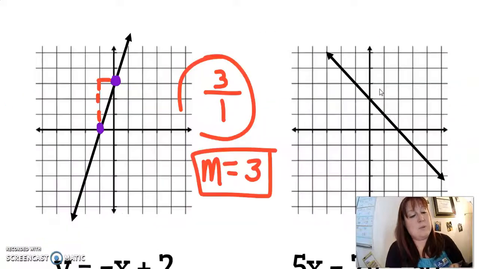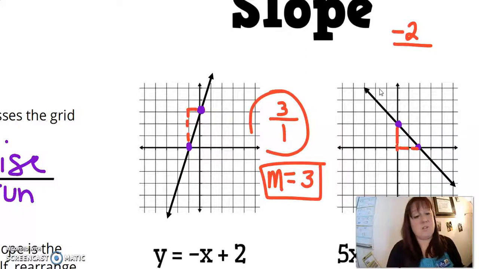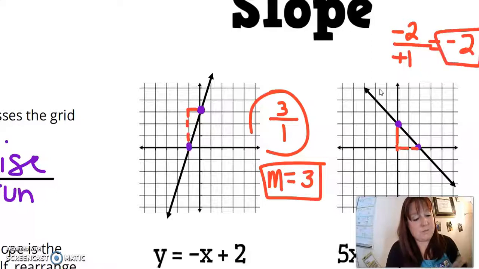Now, what about this one? Let's pick any two points. We can pick this point and this point, and then we're going to look at the rise. I went down 2, and then I went right 2. So, you heard me say I went down 2. Well, down is the negative direction, and then I went right 2, and right is the positive direction, so this is a positive 1. So my slope on this one is negative 2.